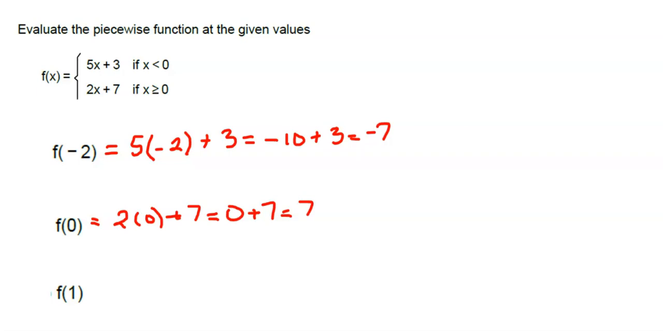And finally, for f of 1, 1 is greater than 0, so that falls in the interval for the second defined function, the 2x plus 7. So we'll substitute 1 in place of the x in the 2x plus 7. That gives us 2 times 1 plus 7, or 2 plus 7, which is 9.